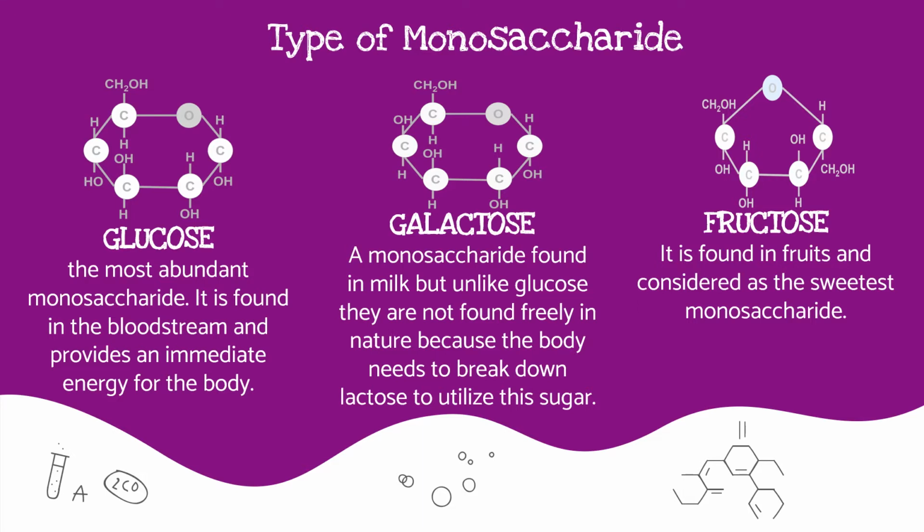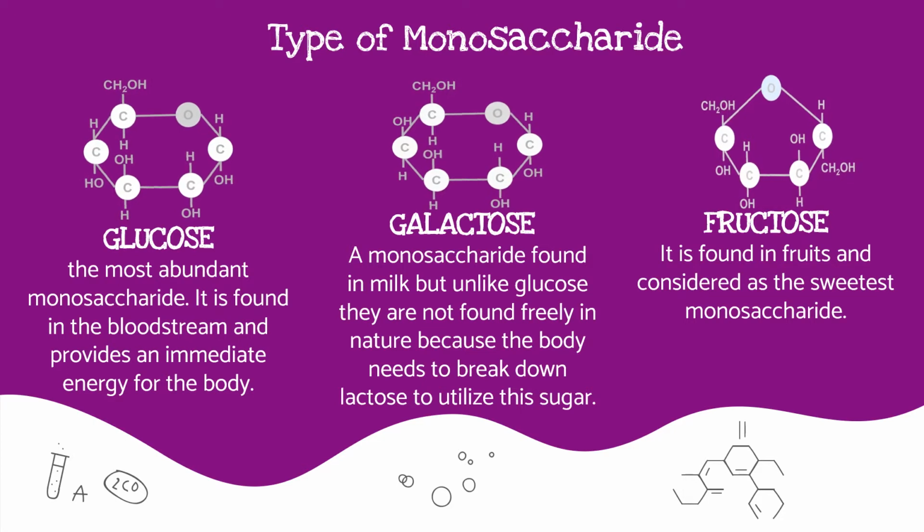It is found in the bloodstream and provides immediate energy for the body, while galactose is a monosaccharide found in milk. But unlike glucose, it is not found freely in nature, because as you drink milk, you are getting lactose, and this lactose needs to break down for us to utilize the sugar it provides. Fructose is a monosaccharide found in fruits and considered the sweetest monosaccharide.